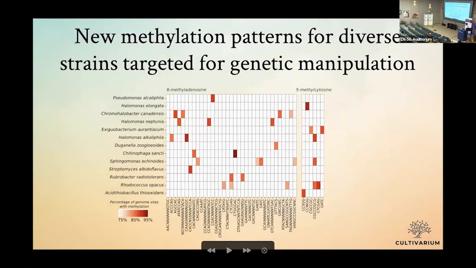So then we could continue, and we're now going to sequence and call methylation for all our strains that did not have previously reported methylation data. And we're able to see interesting diversity of methylation motifs, of 2 types of methylation across those strains. And it's now something that we're trying to generate data on for several more strains beyond this as well.